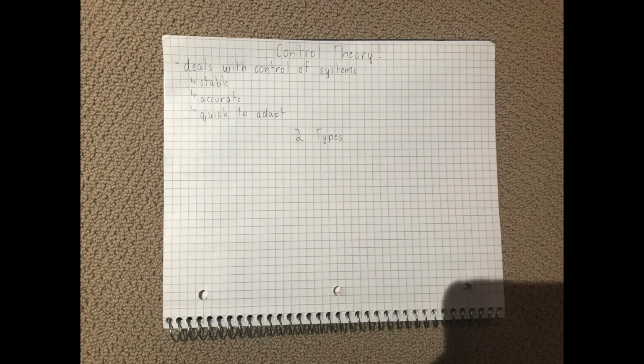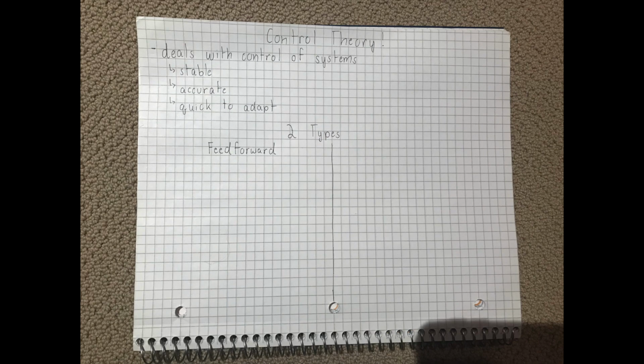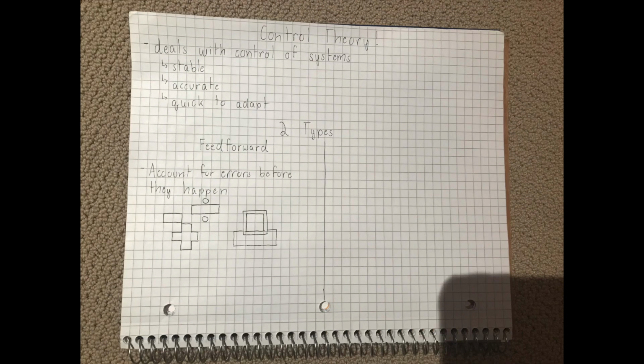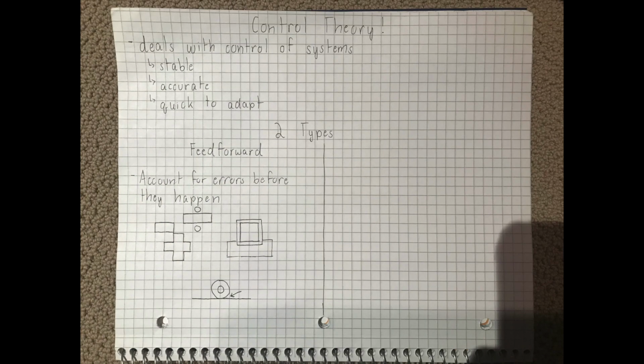Now, there are two main types of control. The first type is called feed-forward control, and it works to account for errors before they happen using a combination of calculations and modeling. Now, feed-forward control is great for things that can be easily predicted using these calculations and models, like the amount of power that needs to be constantly fed into the motor in order to overcome the force of friction between the wheel and the floor.